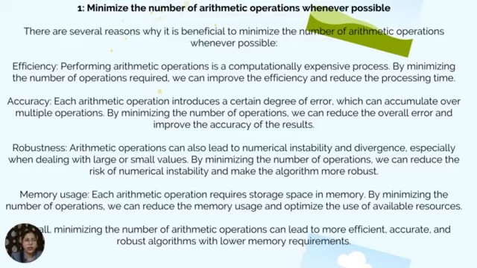Robustness. Arithmetic operation can also lead to numerical instability and divergence, especially when dealing with large or small values. By minimizing the number of operators, we can reduce risk of numerical instability and make the algorithm more robust. Memory usage. Each arithmetic operation requires storage space in memory. By minimizing the number of operations, we can reduce the memory usage and optimize the use of available resource. Overall, minimizing the number of arithmetic operations can lead to more efficient, accurate, and robust algorithm with lower memory.